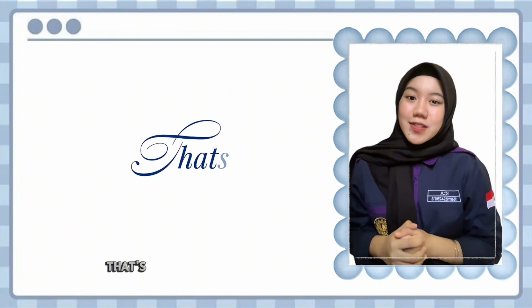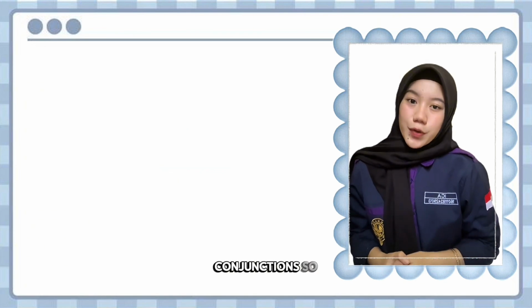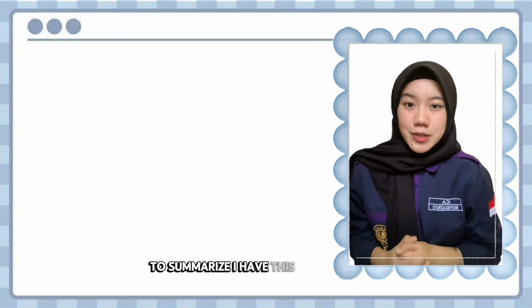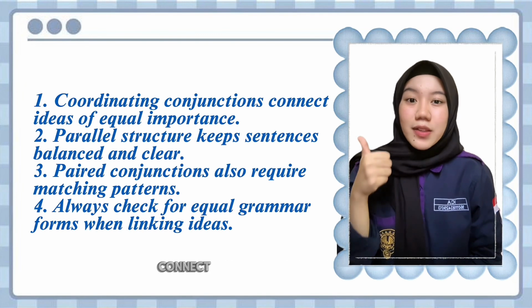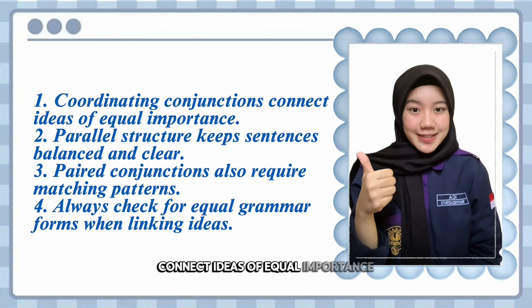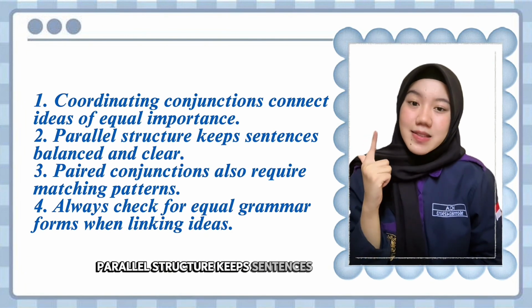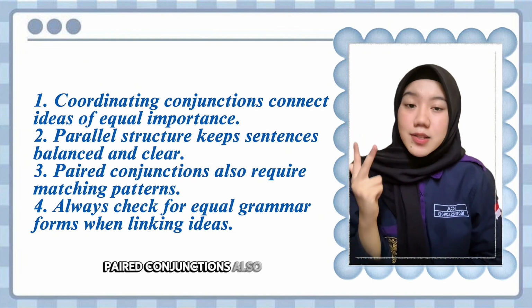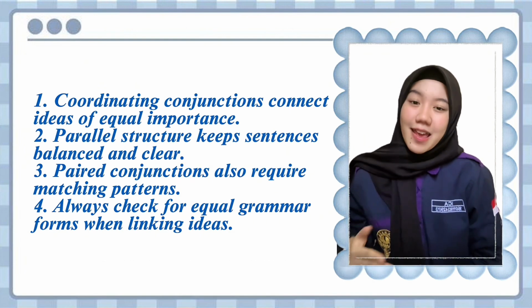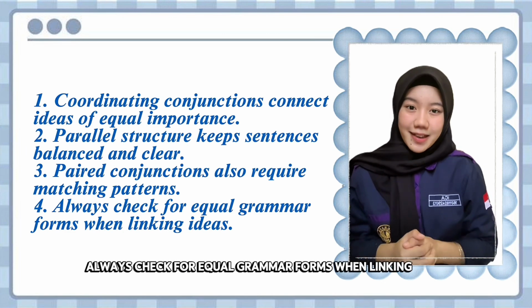Alright everyone, that's all the explanation from me about coordinating conjunctions. So, to summarize, I have these points for you. First, coordinating conjunctions connect ideas of equal importance. Second, parallel structure keeps sentences balanced and clear. Third, paired conjunctions also require matching patterns. And lastly, always check for equal grammar forms when linking ideas.